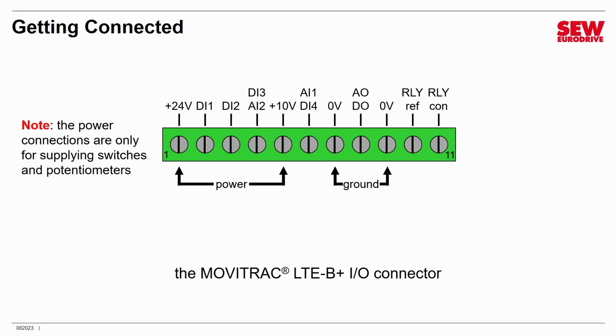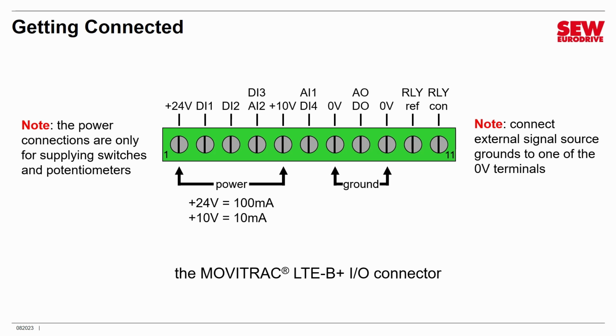Now, a little note here, this is very important. These are not heavy-duty power supplies. They're only intended to supply switches and potentiometers used for control. You shouldn't power any external devices other than switches and potentiometers. The reason? There's just not enough current available. Let me give you the ratings here. The 24-volt supply can deliver a maximum of 100 milliamps, and the 10-volt supply a maximum of just 10. So these are definitely not heavy-duty supplies. They're purely used for signaling.